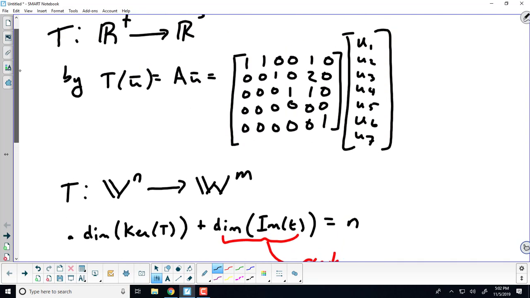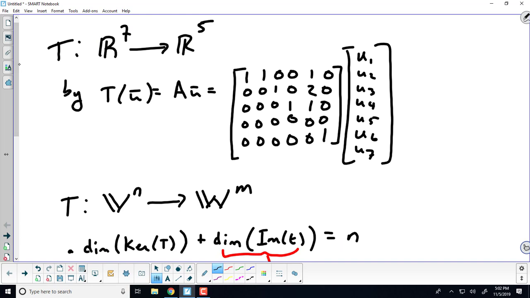So if we were to look back at this example, here we've got a transformation that's going from R7 to R5. So we would expect to have a 5 by 7 matrix, and that's what we have here. We're multiplying it by a 7 by 1 vector to give us a 5 by 1 vector. I think we put this up last time. You should have it in your notes. Okay, so let's just reiterate.